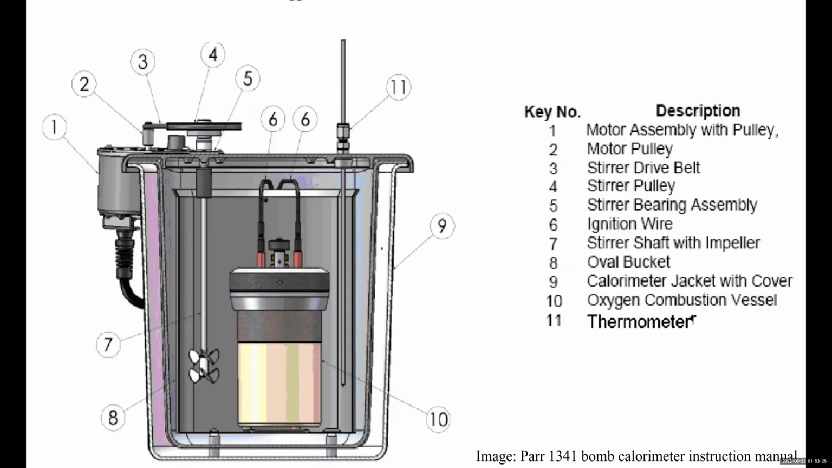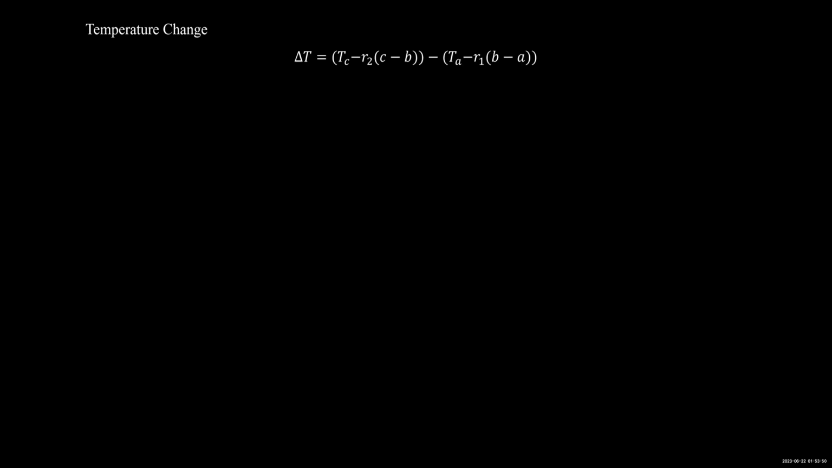The bomb was placed into the calorimeter bucket filled with DI water and connected to the stirrer and motor pulleys. And then the thermometer was placed inside and the ignition wires were attached. This setup was safely secured and caution was taken with every step to make sure that nothing went boom in the lab. After the experiment was completed, calculations were done using these equations.